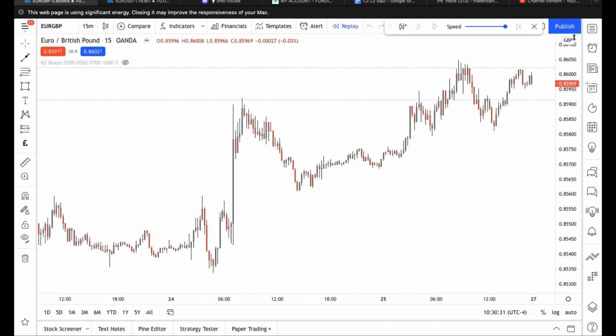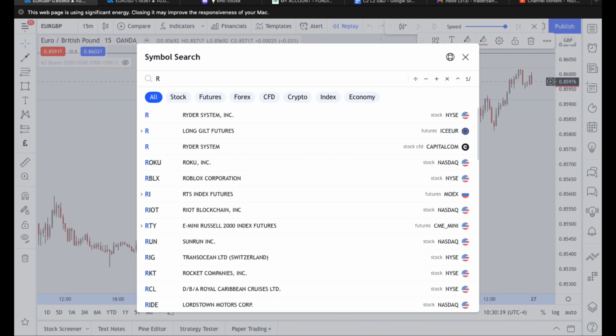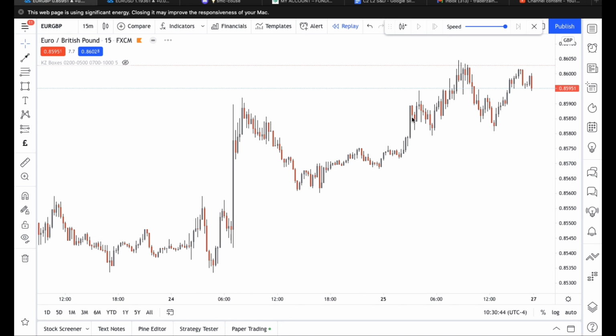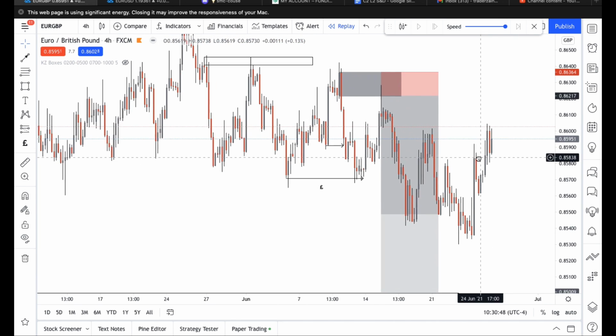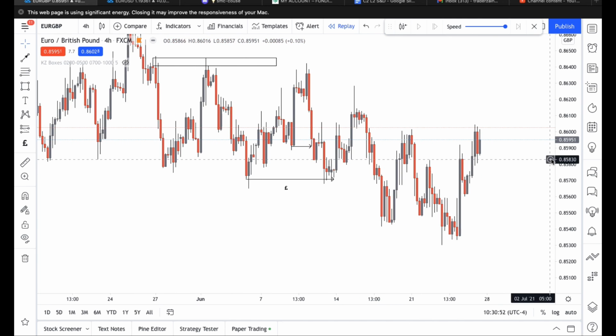E.g. 4 hour. Actually, let me take out a fresh chart because I already got my drawing on this one. Euro GBP. Sweet. Head back to that 4 hour. And let me show you guys why I took this entry.